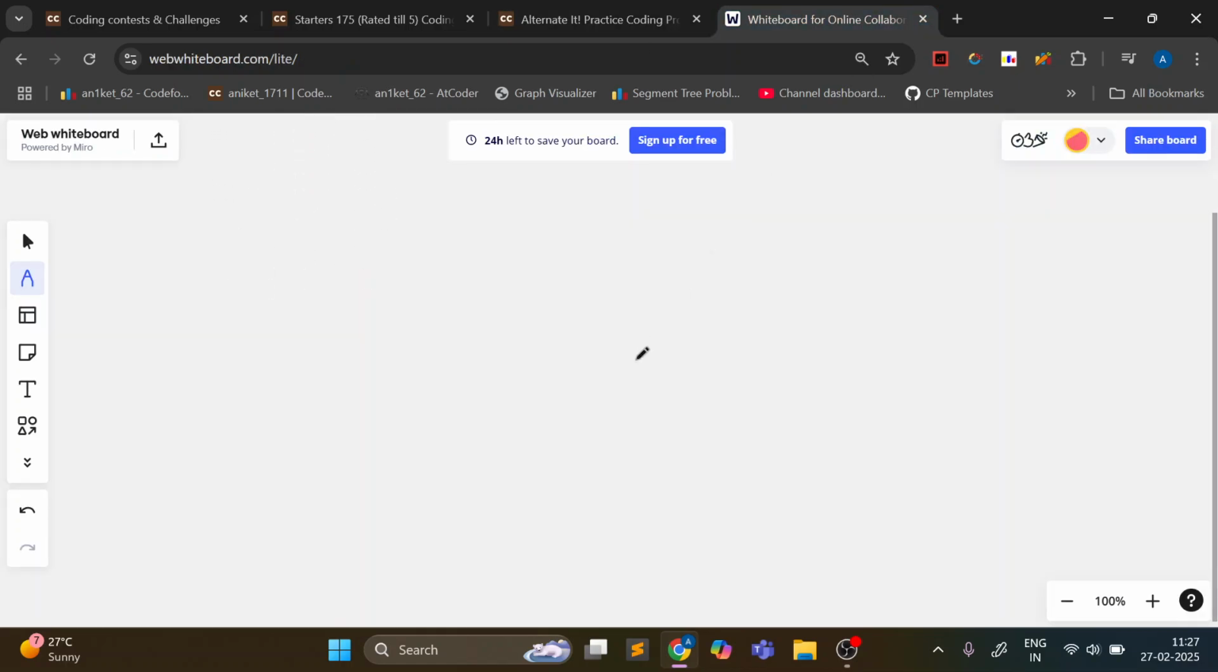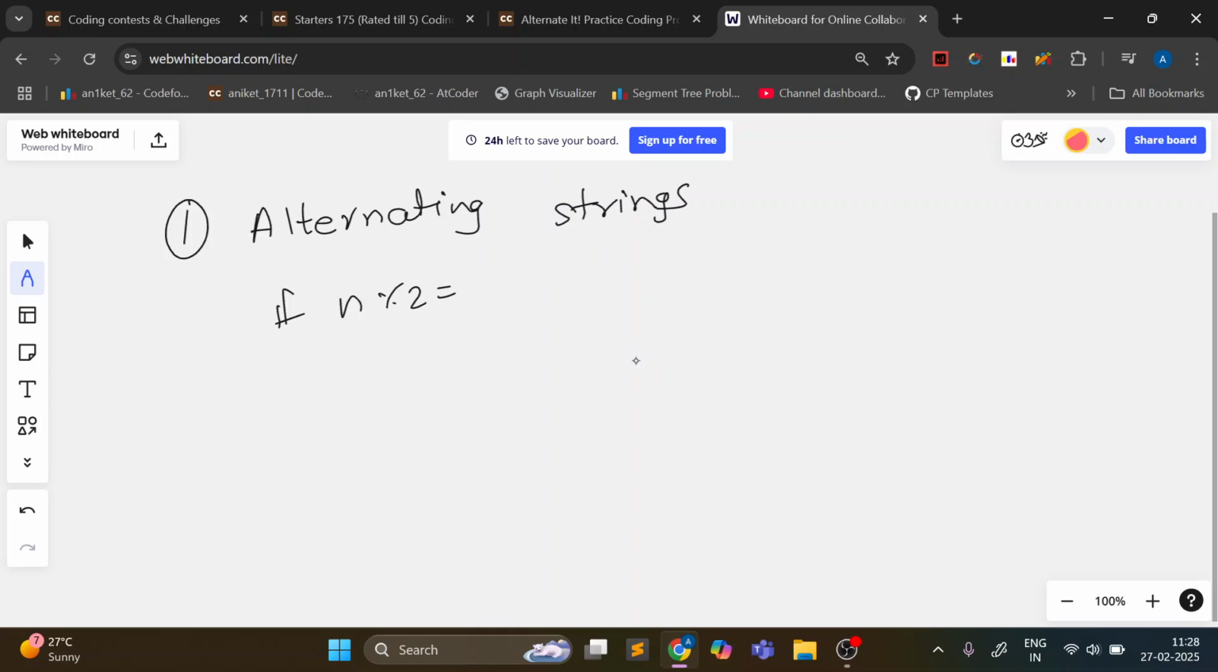Let's start with some observations. Alternating string observations, first of all. In alternating strings, if the string length is even, then the number of ones would be equal to the number of zeros, because an alternating string would be something like 0 1 0 1 0 1, and we are considering that the string length is even.